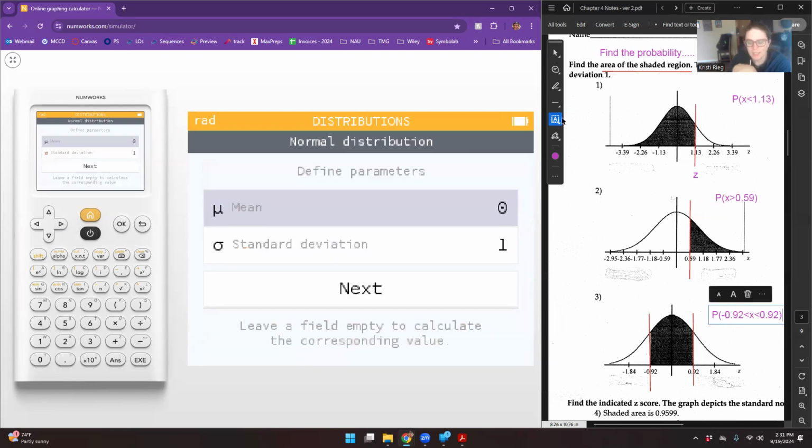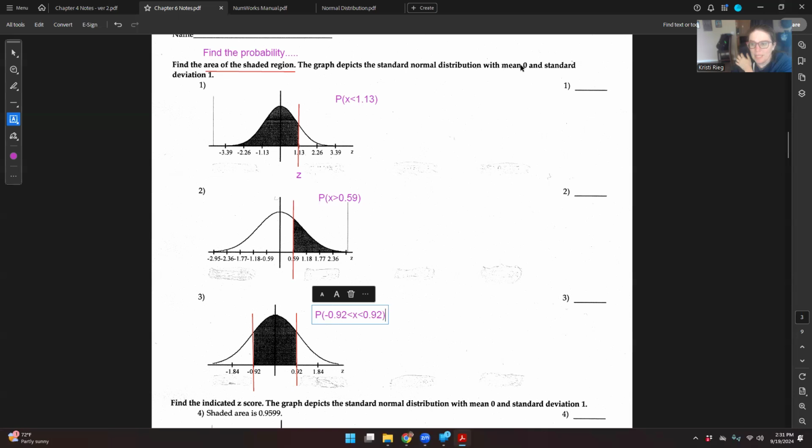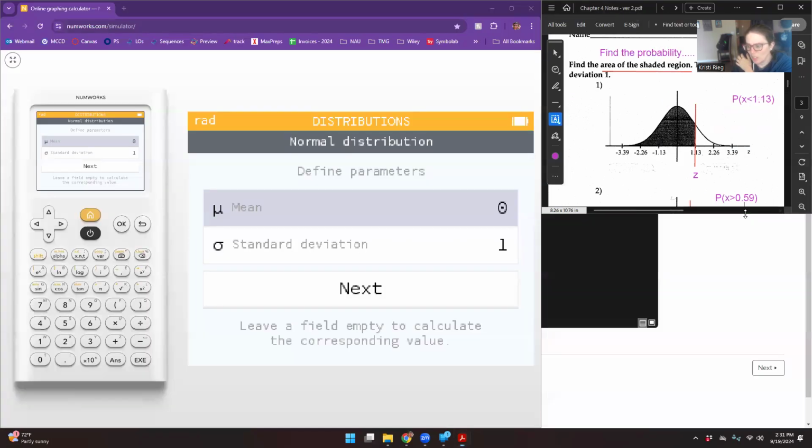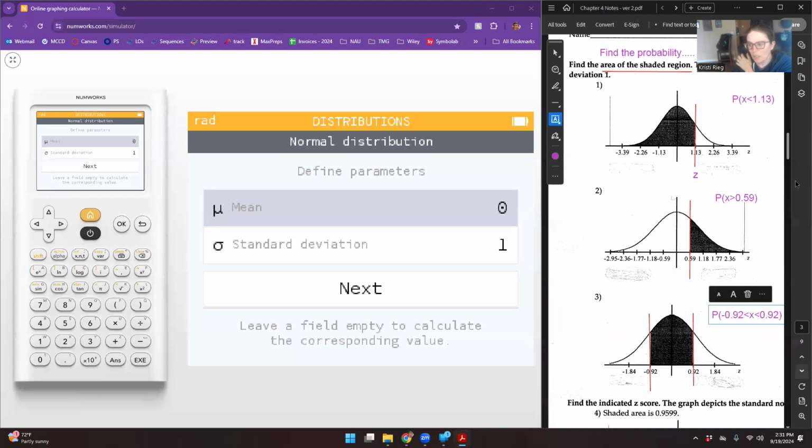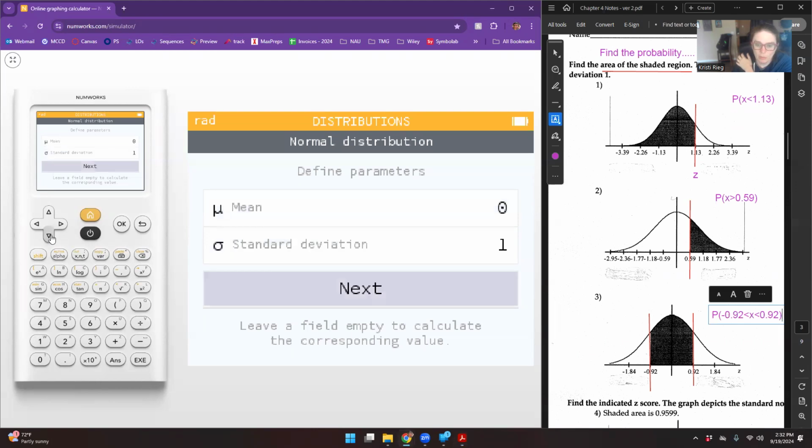And one last thing. Over here, we see the mean is 0. In the instructions, it says the mean is 0 and the standard deviation is 1. That's how this worksheet's going to go today. We will change that up in other sections, but right now, the mean is 0 and the standard deviation is 1, which is the default. So we will go to next.